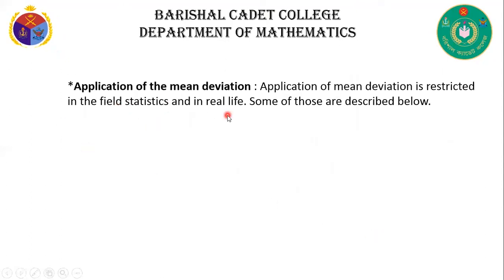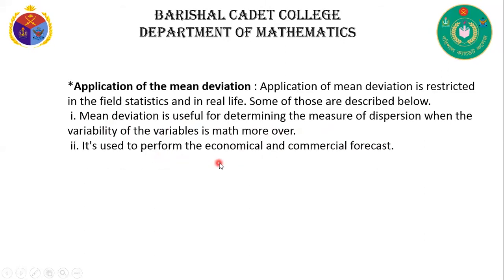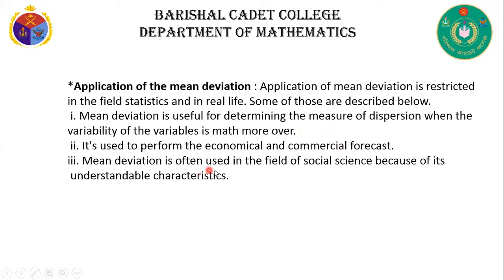Now, application of the mean deviation. Application of mean deviation is restricted in the field of statistics in real life. Some of those are described below. Mean deviation is useful for determining the measure of dispersion when the variables are met. Moreover, it is used to perform economical and commercial forecasts. Mean deviation is often used in the field of social science because of its understandable characteristics.